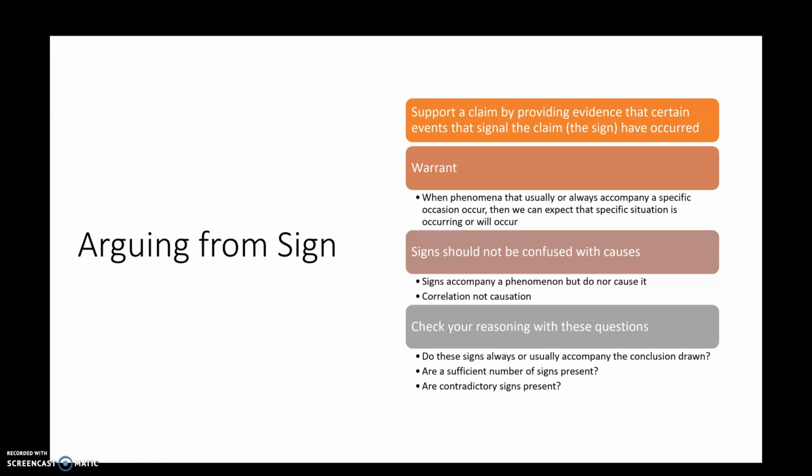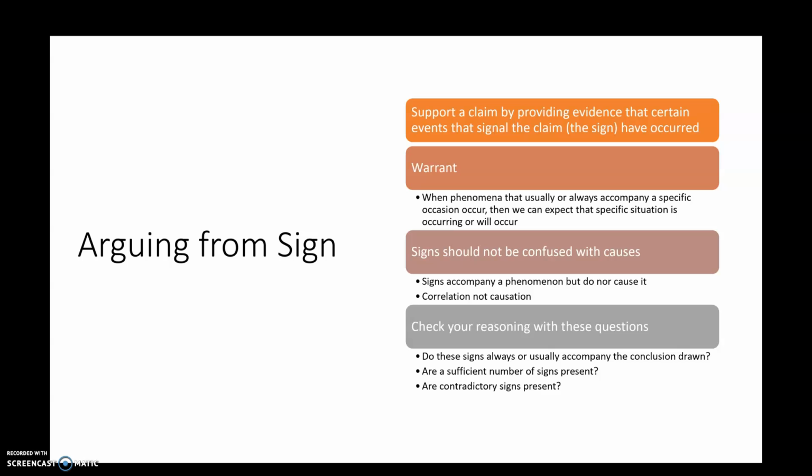So arguing from sign is when you support a claim by providing evidence that certain events that signal the claim, the sign, have occurred. So if X tends to happen with Y, then you can guess that Y is happening. The warrant for this is when phenomena that usually or always accompany a specific occasion occur, we can expect that specific situation is occurring or will occur. So this probably isn't the best example, but people tend to eat ice cream in summer. I see a lot of people eating ice cream, therefore it is likely summer.